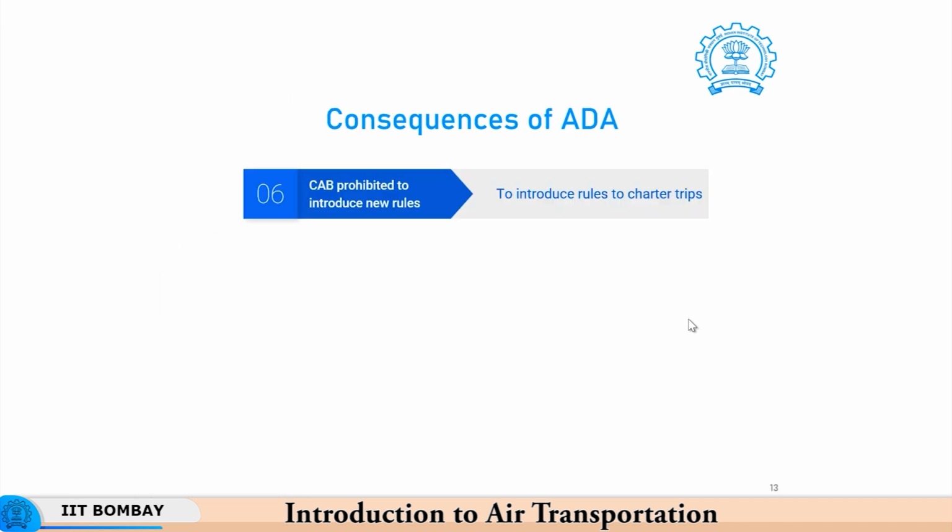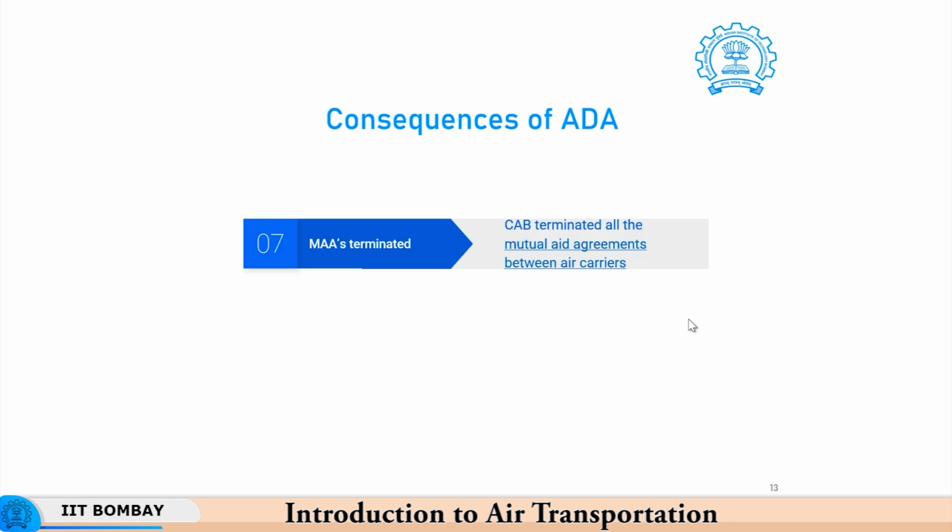Now, CAB had prohibited the introduction of new rules, or it was in a way arbitrary. Permissions were given to some, denied to some. So, the Airline Deregulation Act came about to introduce rules for charter trips and also opened up several new routes.